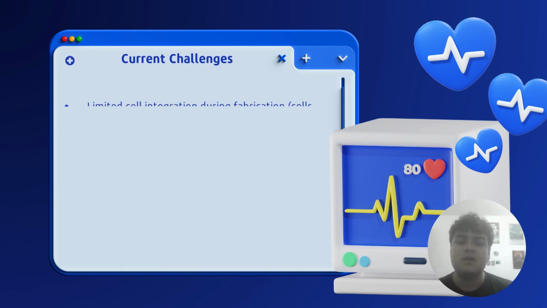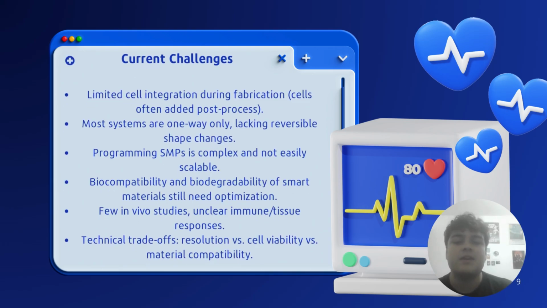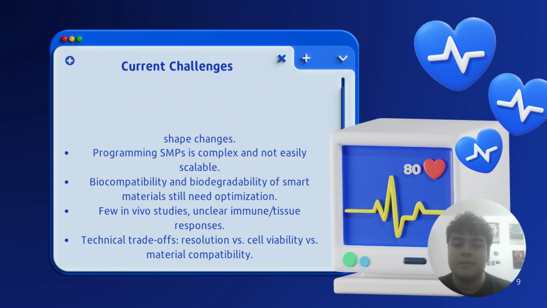The current challenges of this technology are the limited cell integration during fabrication. Most systems are one-way only, lacking reversible shape change. Also, programming SMPs is complex and not easily scalable. The biocompatibility and biodegradability of smart materials still need optimization. Also, there are few in vivo studies on immune or tissue response. And the final problem is a technical trade-off: resolution versus cell viability versus material compatibility.